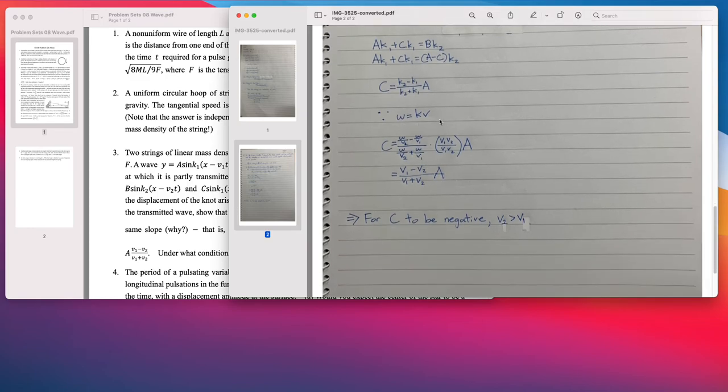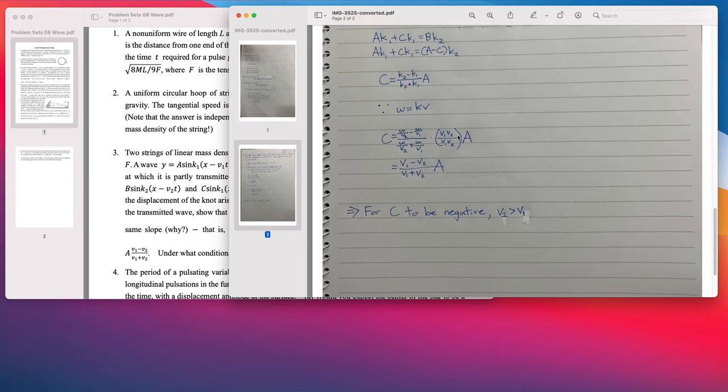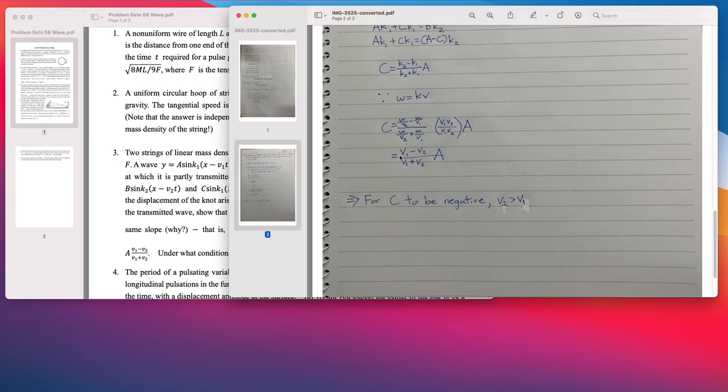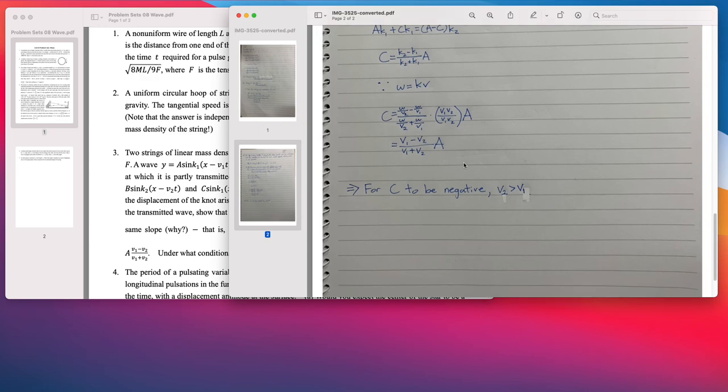Because omega is equal to kv, we can rewrite k as omega over v, and by multiplying v1, v2 to both the numerator and the denominator, we get v1 minus v2 over v1 plus v2 times A. Therefore, for C to be negative, v2 has to be bigger than v1.